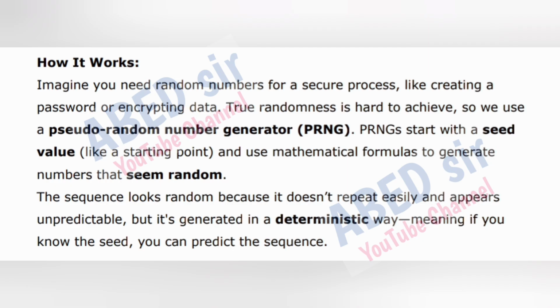Imagine you need random numbers for a secure process, like creating a password or encrypting data. True randomness is hard to achieve, so we use a pseudo-random number generator, PRNG. PRNGs start with a seed value, like a starting point, and use mathematical formulas to generate numbers that seem random. The sequence looks random because it doesn't repeat easily and appears unpredictable, but it's generated in a deterministic way, meaning if you know the seed, you can predict the sequence.